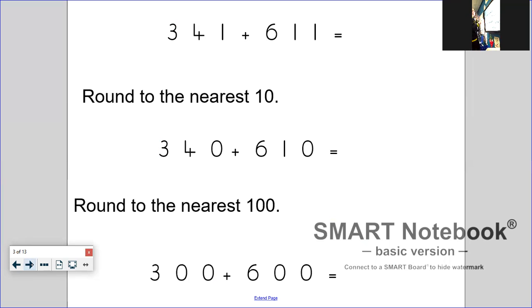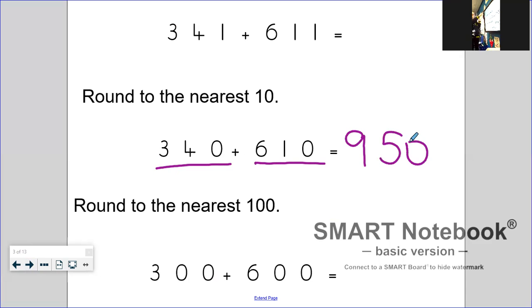So I've got 341 add 611, and I'm not going to add them together. I'm going to round them first to the nearest 10. So I'd round 341 down to 340 and 611 down to 610. So again, I could say that this answer would roughly give me an answer of 950. That's nice and easy to add up. So this answer here is roughly 950.